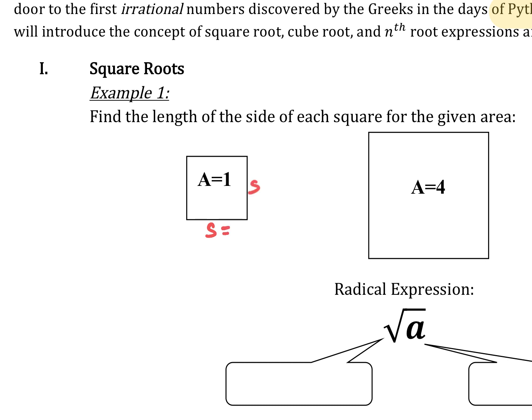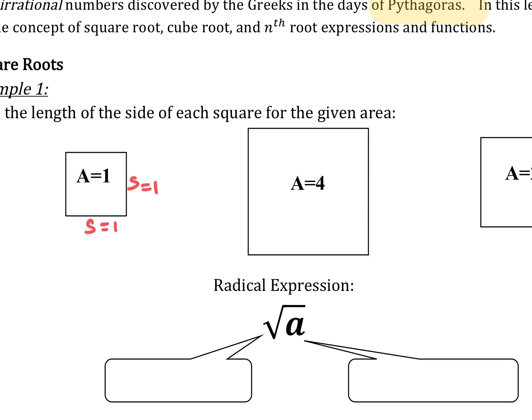Well, the side would have to be 1, because we know the area of a rectangle is length times width. Okay, well, what if we have a square with an area of 4? What's the length of that side? Well, that square would have to have a side length of 2, because 2 times 2 is 4, right?